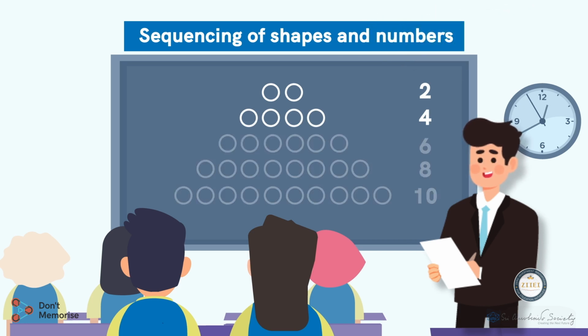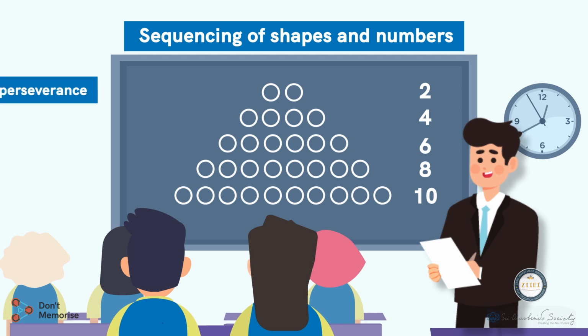Continue the activity by asking the questions and drawing the circles on the board in the same manner until we reach the last row. As the students try to understand the pattern, it will help to instill the value of perseverance in them. At the end of the drawing activity, the pattern should look like this.